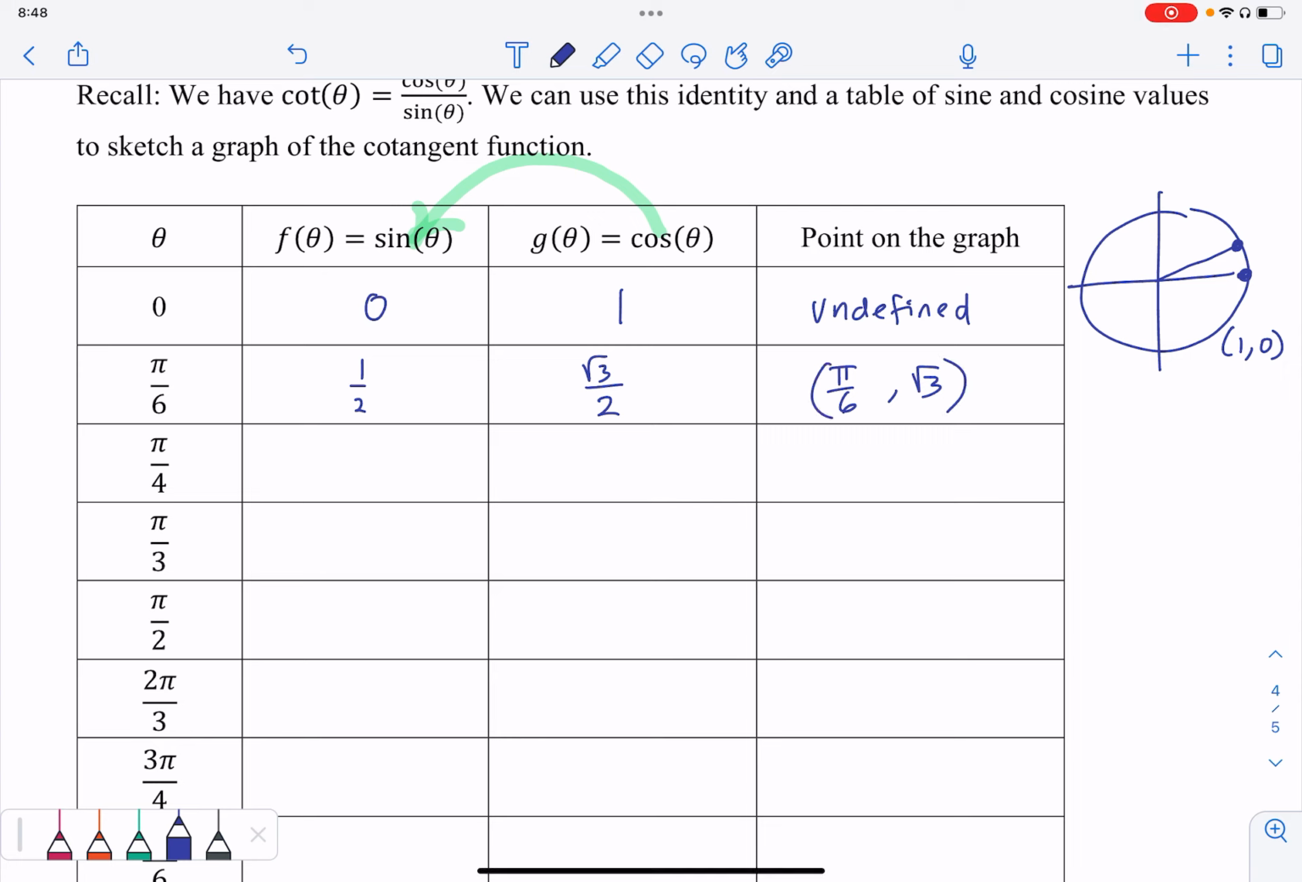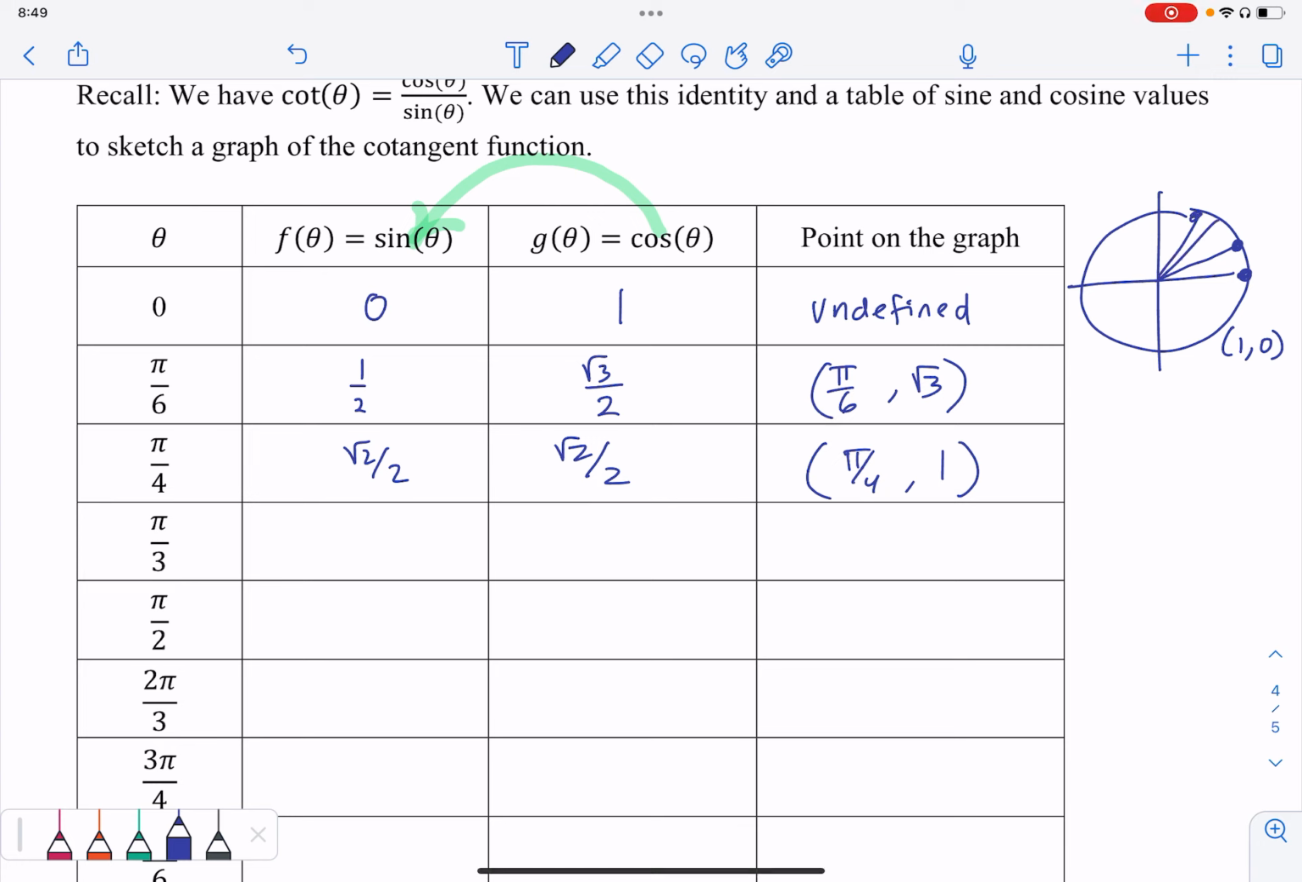How about pi over 4? So pi over 4, I know that these values for sine and cosine are both root 2 over 2. So when I divide them, I get 1 for my output of cotangent, and the input is pi over 4. All right, so there's that.